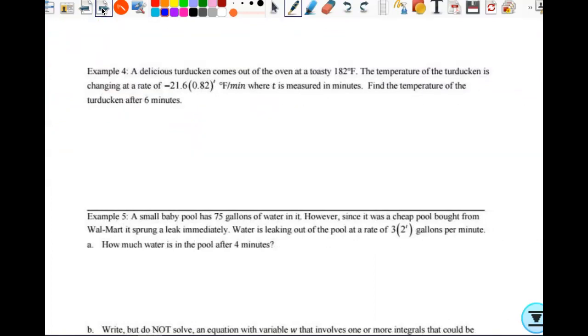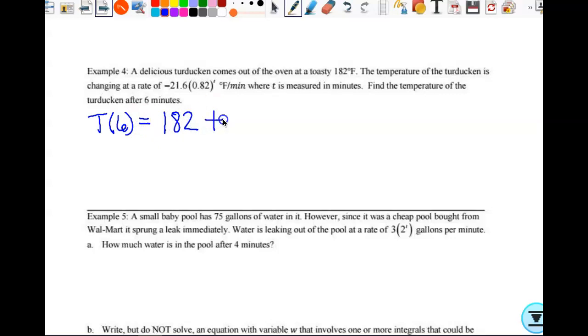All right. So let's look at number 4. A delicious turducken. It's a turkey stuffed with a duck, stuffed with a chicken. All right, comes out of the oven at a toasty 182. The temperature of the turducken is changing at this rate, degrees Fahrenheit per minute. Find the temperature. It doesn't even matter what it is. You have to focus: this thing came out of the oven. Find the temperature of the turducken after 6 minutes. So we are looking for the temperature at 6 minutes, right? That's equal to the initial temperature, which is 182.